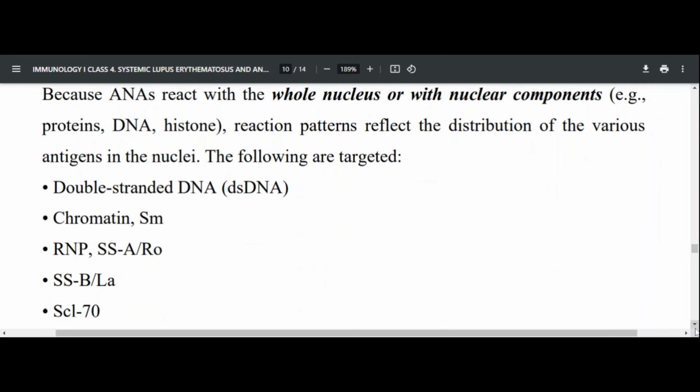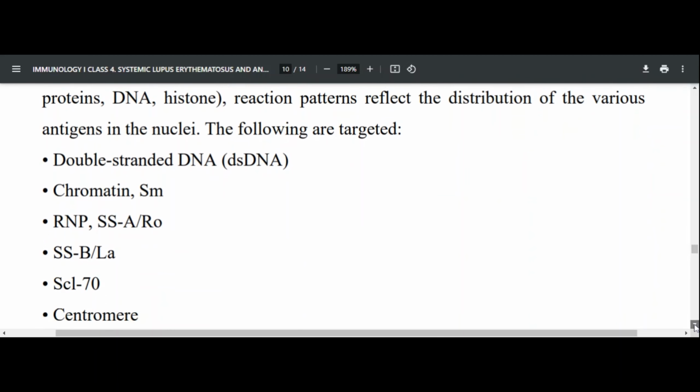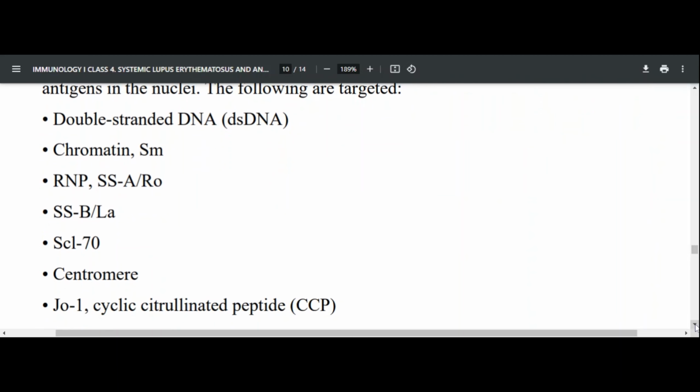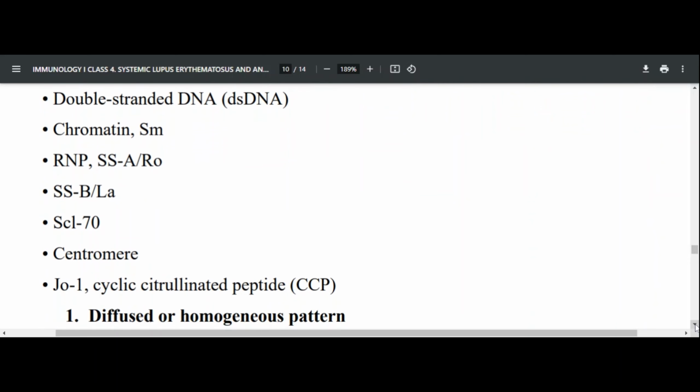So the following are targeted in the fluorescence testing. Some of them can target double-stranded DNA, others chromatin. For example, anti-Smith, ribonucleoproteins, soluble substance A, soluble substance B, Scl-70, and centromere, Jo-1, and cyclic citrullinated peptides. This is also another important protein. We will see this one in rheumatoid arthritis: cyclic citrullinated peptides, the CCP.